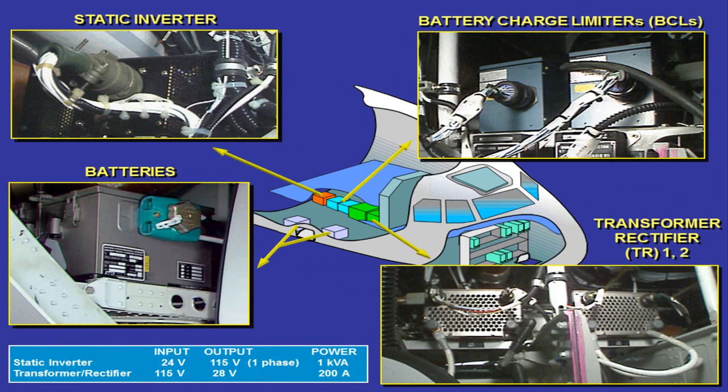The static inverter converts the direct current from battery 1 into an AC current if no other source is available. The battery charge limiters, BCLs, control the battery coupling and uncoupling to the DC battery bus to ensure battery charging and protection. Each battery is rated at 24 volts with a capacity of 23 ampere-hours. All TRs are identical and interchangeable.